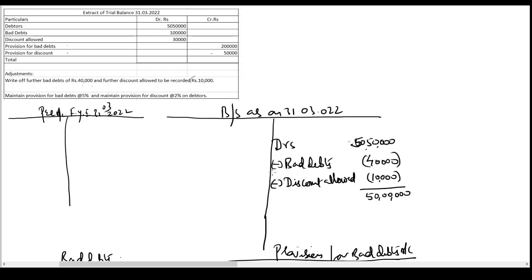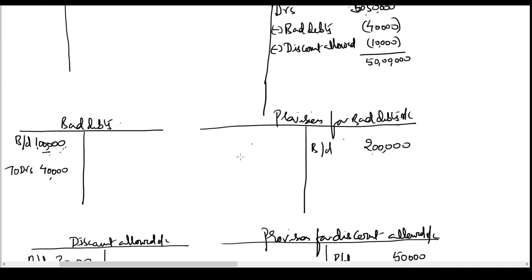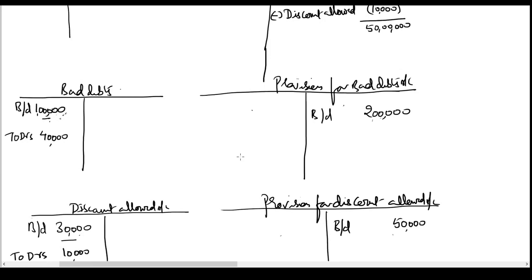Now we are required to maintain provision for bad debts at the rate of 5% and maintain provision for discount at the rate of 2% on debtors. Before we try to maintain the provisions, we have to debit these losses to their respective accounts. Now these losses should not be debited to P&L account, they should be transferred to the provision for bad debts account. This account can be closed by crediting it. So I'll write here by PBD, provision for bad debts 1,40,000. This amount I'll transfer to the provision for bad debts account.